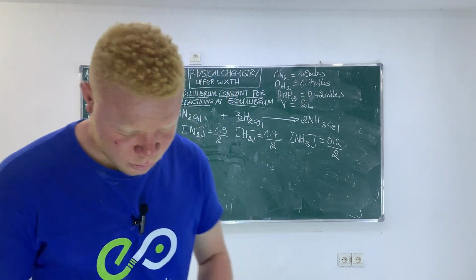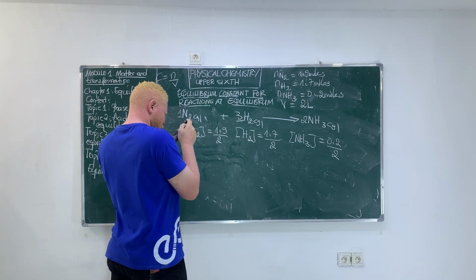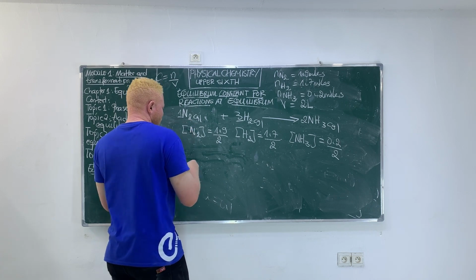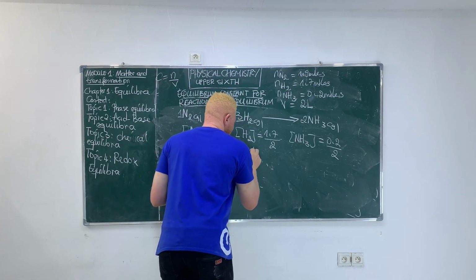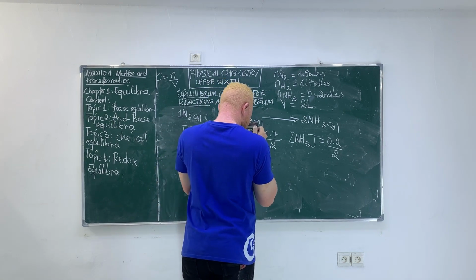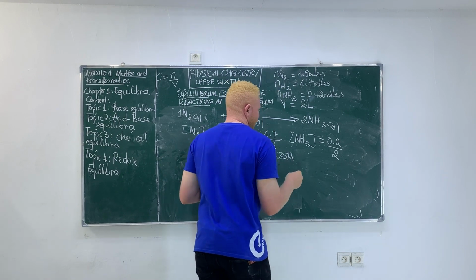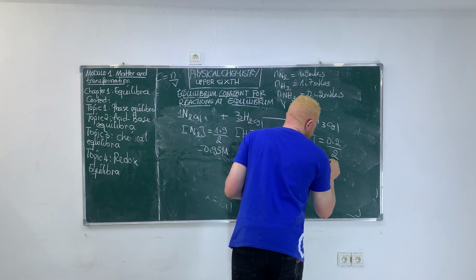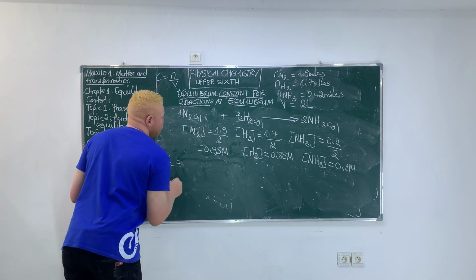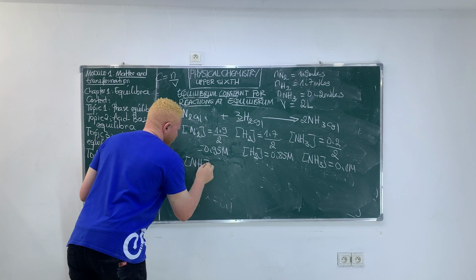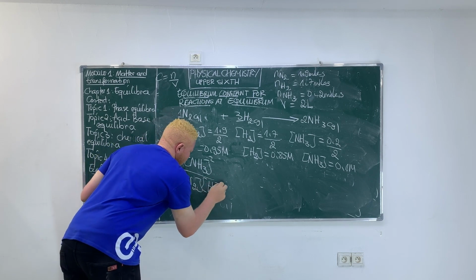So punch our calculator. We have 1.9 divided by 2, so here we have 0.95 molar. Concentration of H2 equals 1.7 divided by 2, which is 0.85 molar. Concentration of ammonia is 0.1 molar. Apply the formula for Kc. Kc is equal to the concentration of ammonia squared divided by the concentration of N2 times the concentration of H2 cubed.